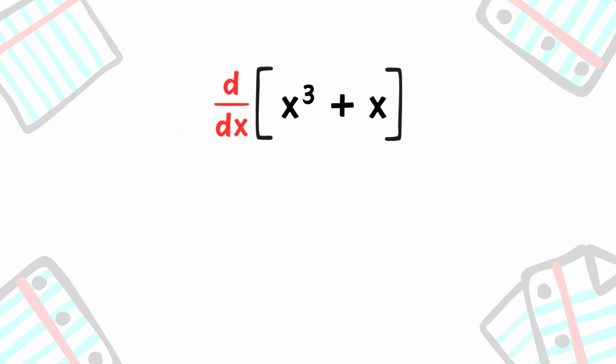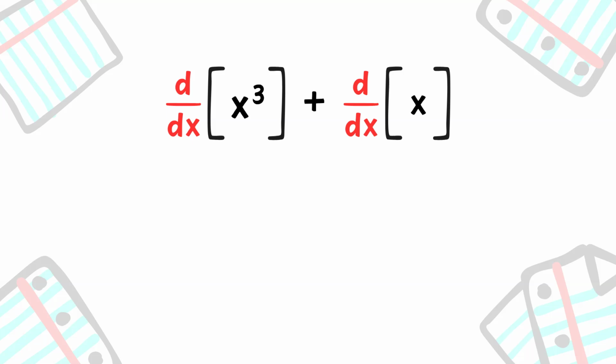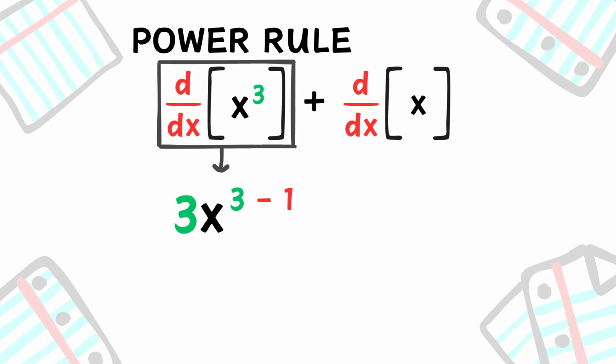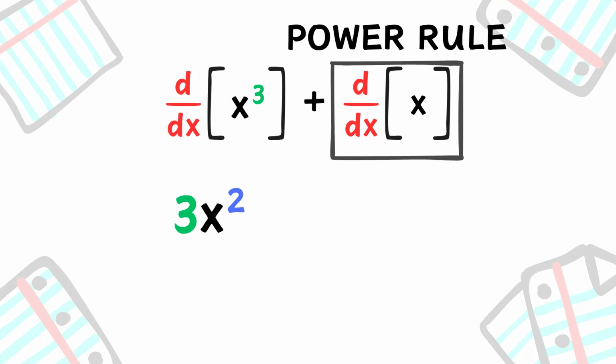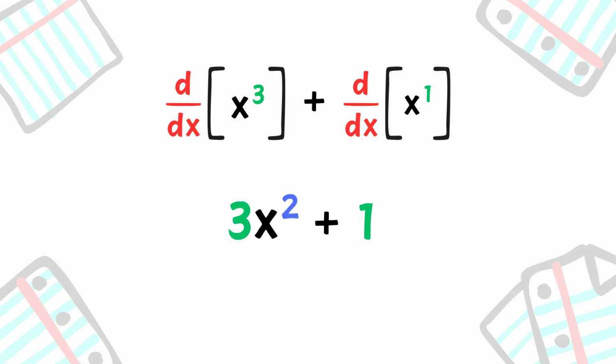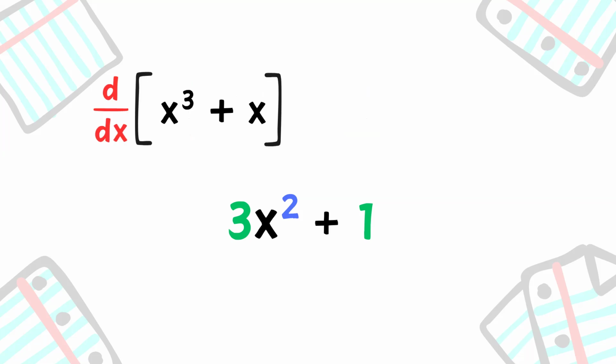Now, what if we had an addition? What is the derivative of x to the power of 3 plus x? To find the derivative of an addition, we can take the derivatives separately. What's the derivative of x cubed? Using the 3 as our coefficient and 3 minus 1 as our exponent, we get 3 times x to the power of 2. And what about the derivative of x? Well, since x is really just x to the power of 1, we can bring down the 1 and then subtract 1 from the exponent. This gives us x to the power of 0, which is just 1. So we have 3x squared plus 1, and that's our derivative.